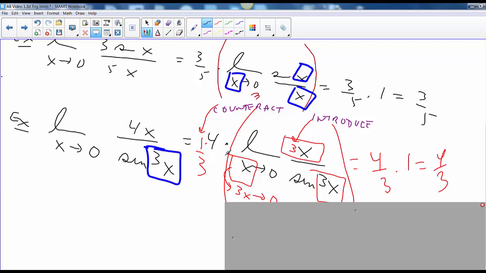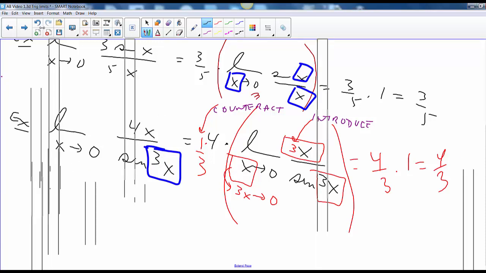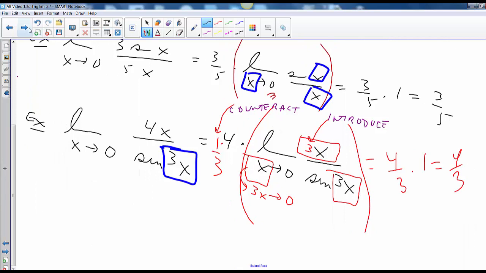So we end up with 4/3 on the outside, and then of course the limit as 3x approaches 0 of 3x over sine 3x, which is 1. Okay? And that'll give you 4/3. Now, I just want to point out, had you pulled out the 4 and mistakenly thought you could pull out the 3, you actually would get 4/3, but the work you will have done will be wrong.